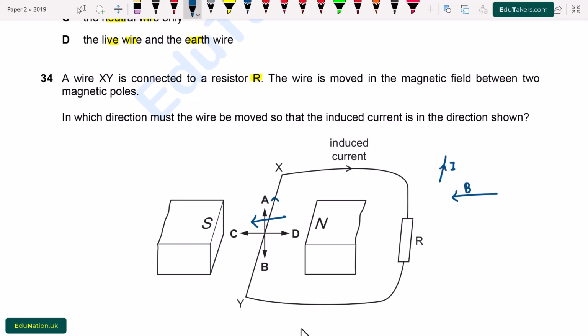Now we have to find out the direction of the force. Here I use the Fleming left hand rule and find out the direction of the force. According to the Fleming left hand rule, the direction of force will be towards B. So option B is correct from here.